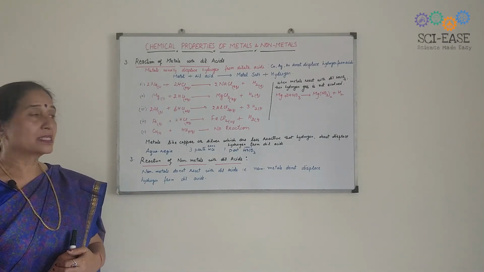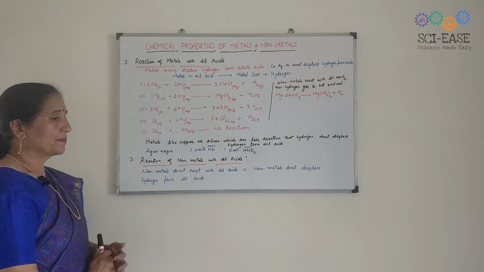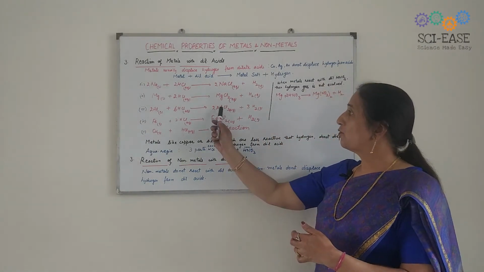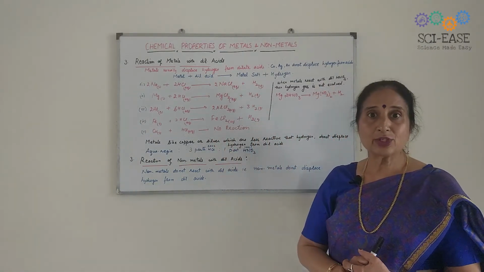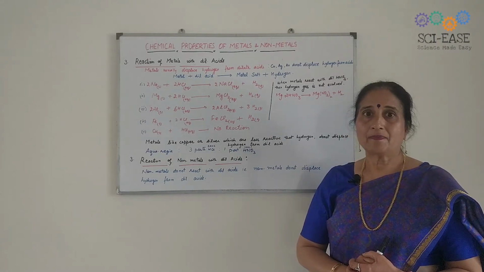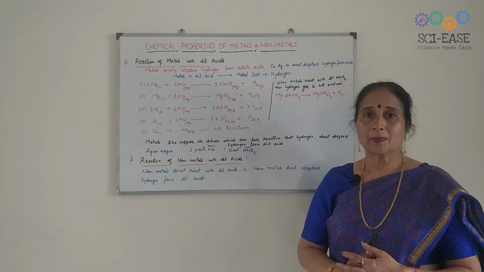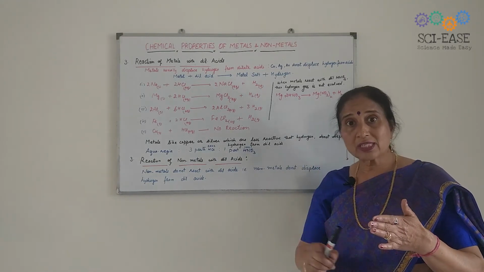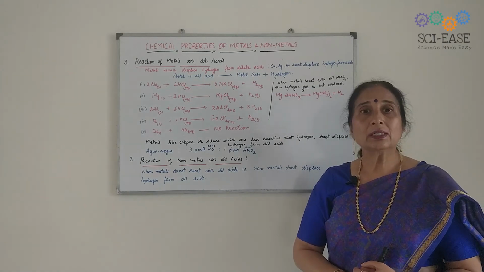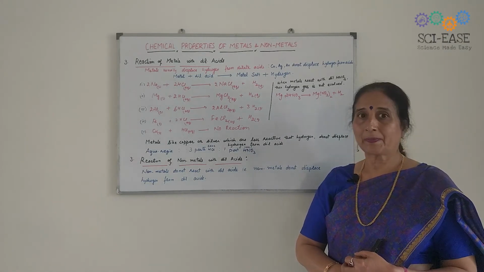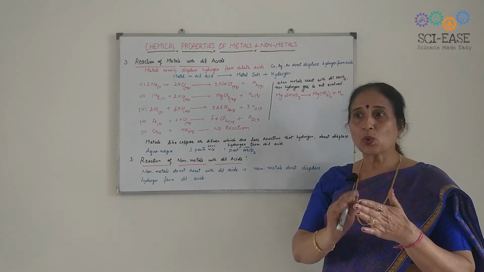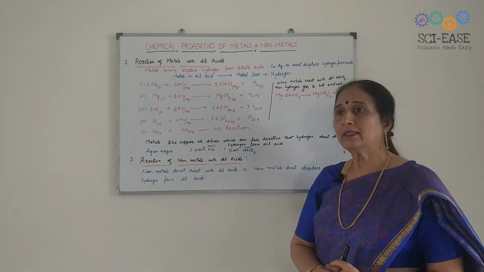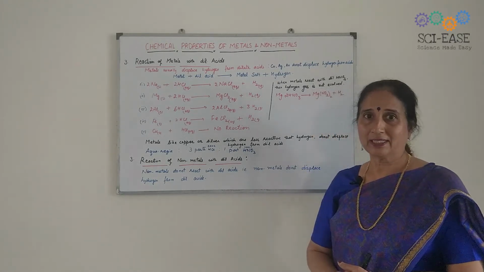Now come to the case of aluminium. With aluminium, it will also result in the formation of aluminium chloride plus hydrogen, but in the beginning, the reaction is quite slow. Why? Because of the oxide layer over the aluminium metal. But as the reaction goes on, this oxide layer will dissolve and then the reaction will take place.